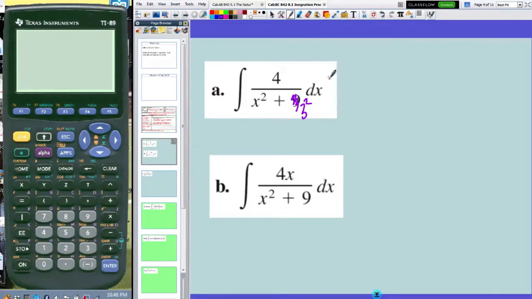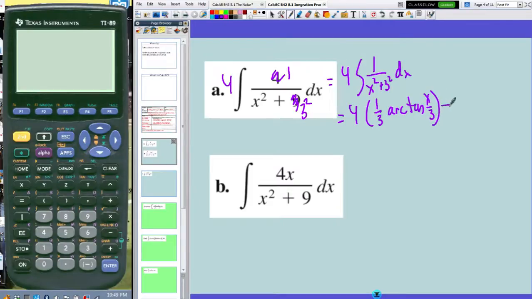So for your integral here, I'm going to take that 4 and push it outside. So this is just 1 up here. This looks very similar to the formula for arctangent you should have memorized. If you don't, write it down, and you're going to need to memorize it. So I can rewrite this as 4 times the integral of 1 over x squared plus 3 squared dx. When you evaluate that integral, it ends up being 4 times 1/3 arctangent of x over 3 plus c. And there's your answer.